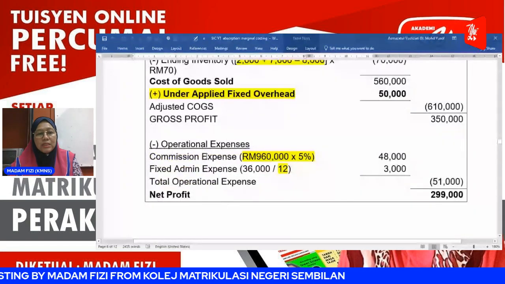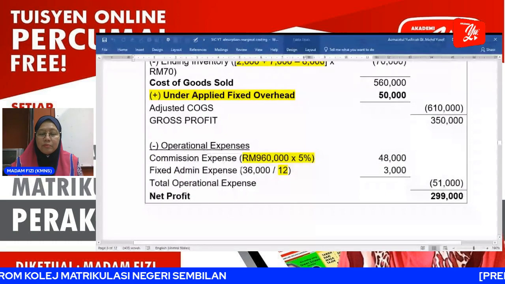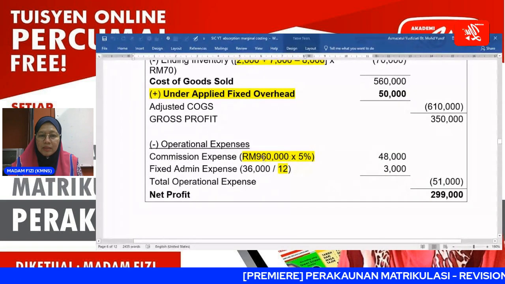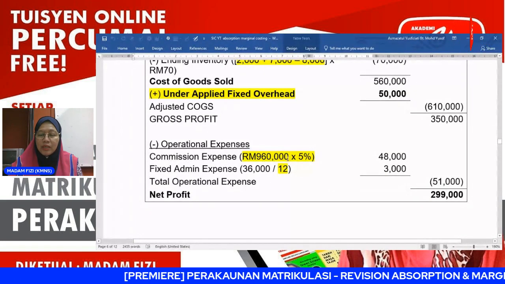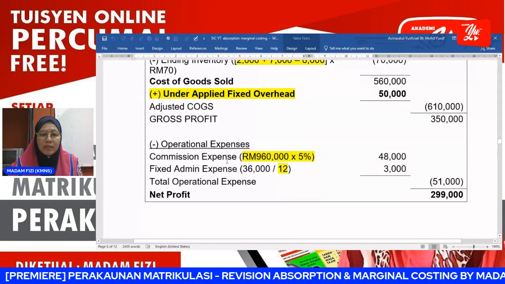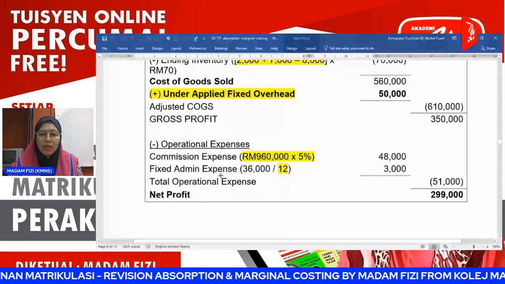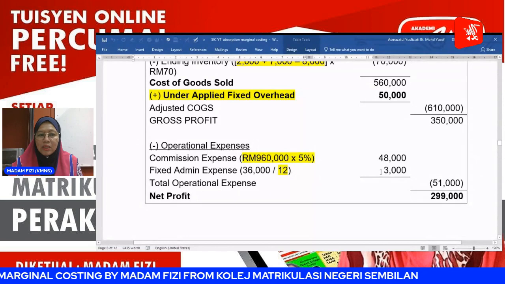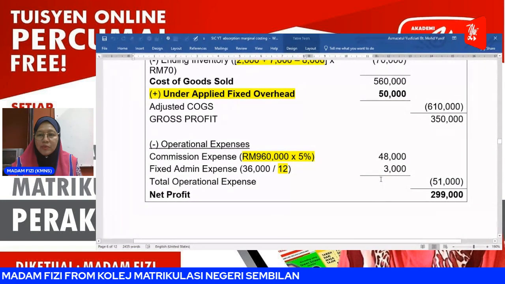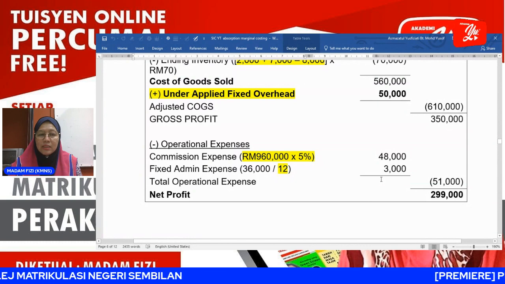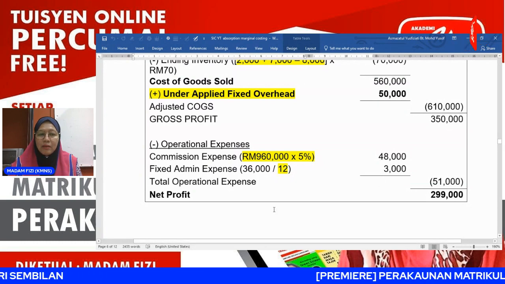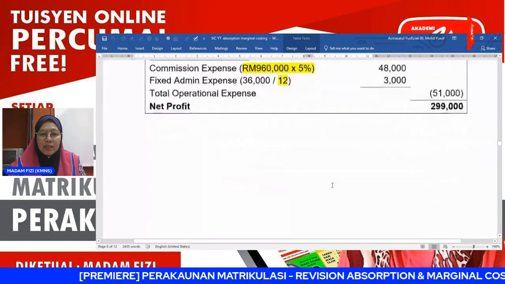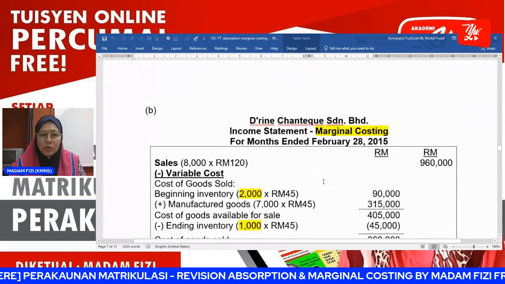And then as usual, you minus the operational expenses. That is the commission expenses. Just now it mentioned 5%. So 5% you have to multiply with the total sales 960,000. So you get 48,000. And then the fixed admin expenses is per year, so you have to divide by 12 months, equals to 3,000. So total operational expenses is 51,000. Gross profit minus the operational expenses, we get net profit 299,000.